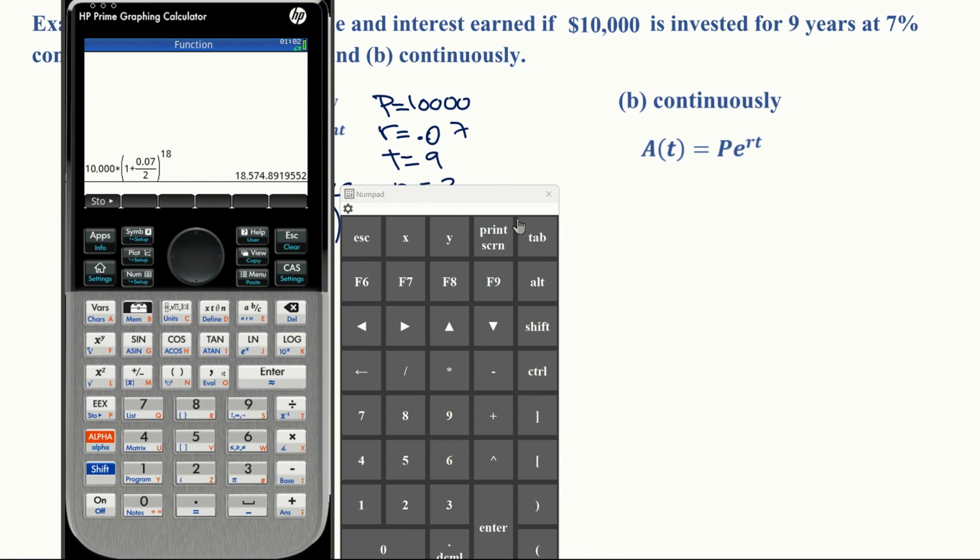So of course, notice that for part B, P, R, and T are the same. We just don't have a finite number of compounding periods. So those three apply here as well. So we get A of 9 equals 10,000 e to the power of 0.07 times t, which is 9. All right, so now we go ahead and compute that.